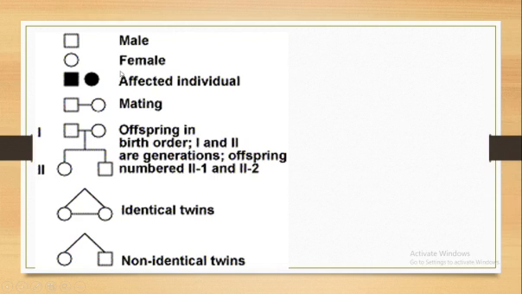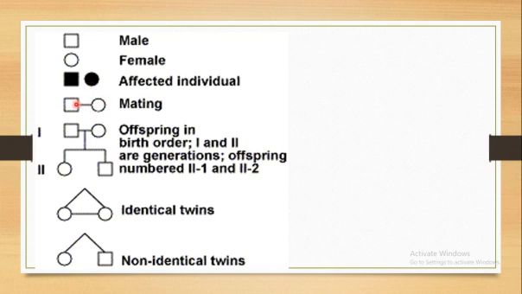Here we use some symbols, like say the square represents male, the circle represents female. The shaded square or circle will mean that that particular male or female is affected. Affected means that individual is expressing the character under study. Whatever character we are studying, that individual has that character. So in that case, we will shade that particular individual. If it's a male, shade a square; if it's a female, shade a circle.